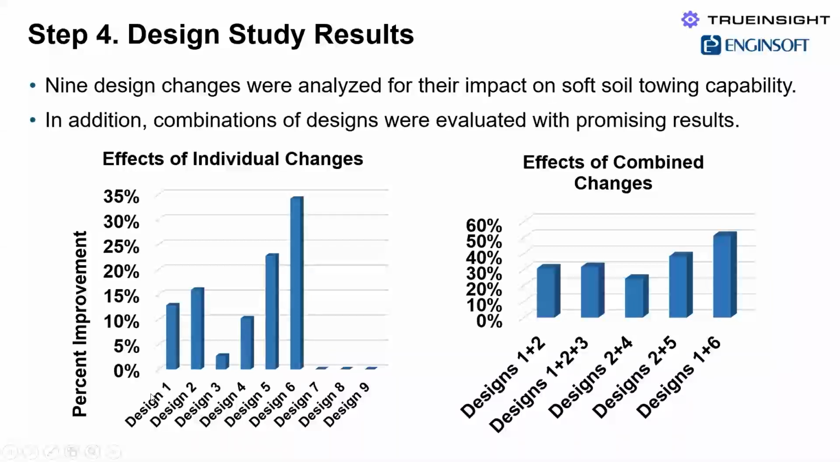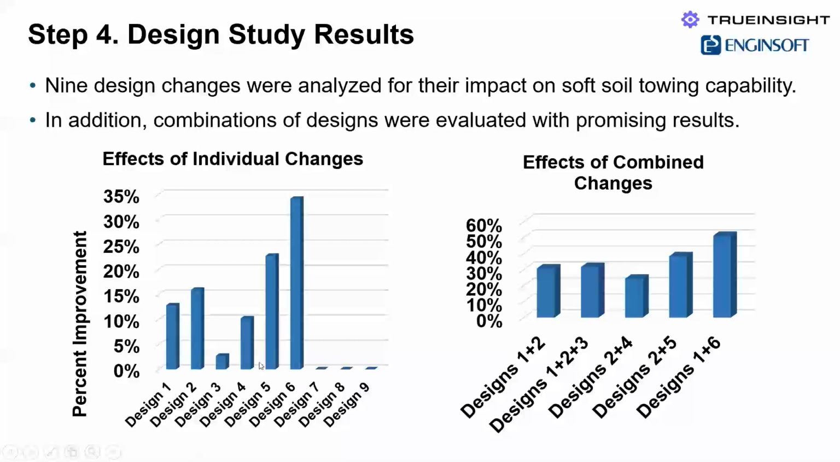Here in the lower left, that chart shows that we looked at 9 different possible changes to the design, and then assessed what improvement each had on the towing capability. And this gets to looking at the sensitivities, like I discussed earlier. For example, it's very useful to see that changes related to designs 7, 8, and 9 had virtually no effect on the performance of the vehicle. So that's really helpful to establish what matters and what doesn't.